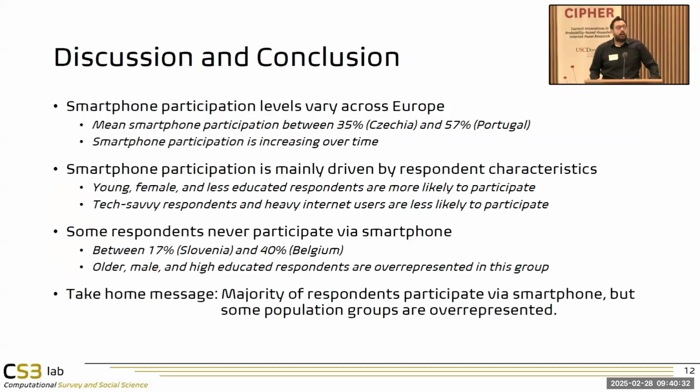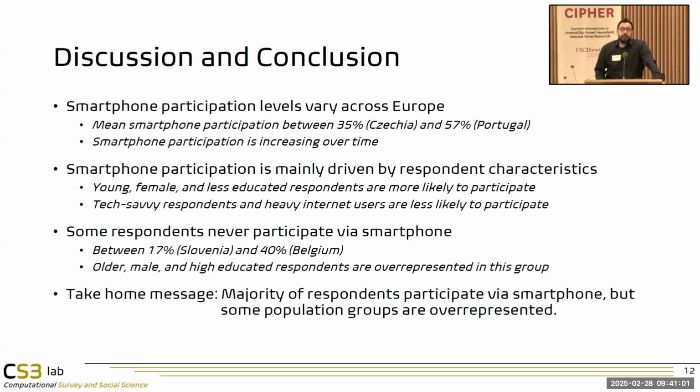Let's conclude. Smartphone participation varies across Europe. So it's not like we have just one whole bucket where we can put everything in. Now we have country-specific differences, and we should take them into consideration because they allow us to do stuff or not to do stuff when it comes to digital data collection, like app usage and sensor data collection.